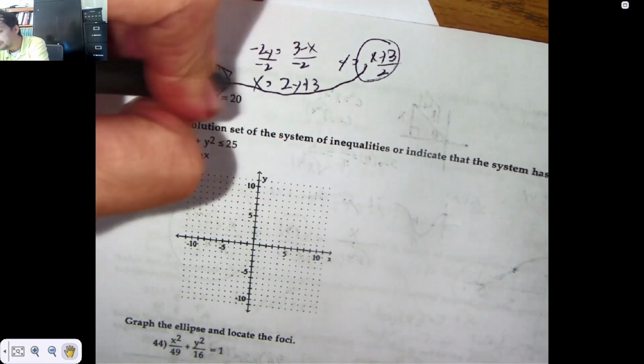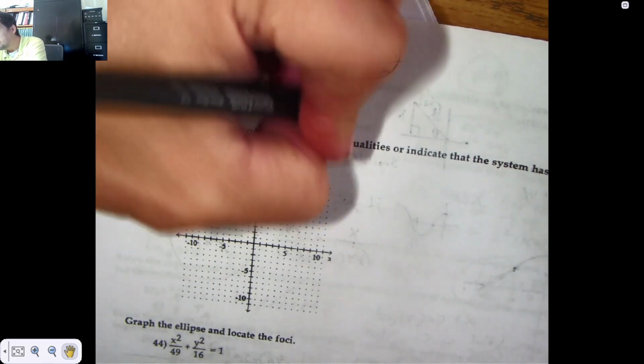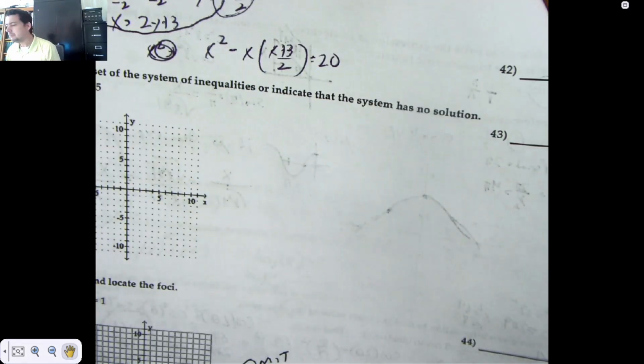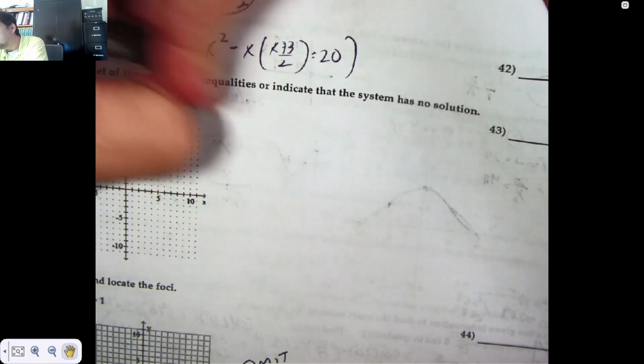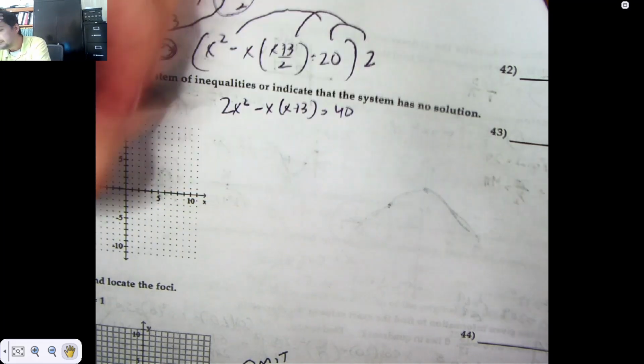I'm actually going to go that route on this one. We're going to get to kind of a funny looking equation here, but it's not anything you don't know how to clean up. That's what we have. And if I was looking at this thing, the very first thing I would do is fix the fraction. So just times 2 everything. As long as you do it to everything, you don't break balance. 2x squared minus x times x plus 3 is now 40. 2x squared minus x squared minus 3x is 40.